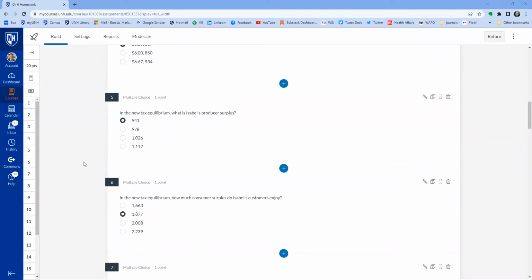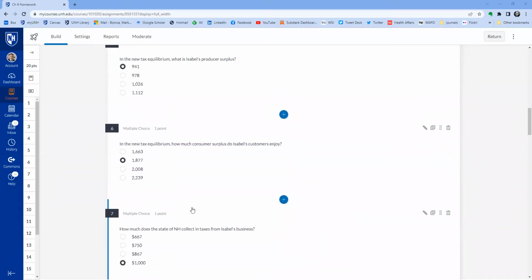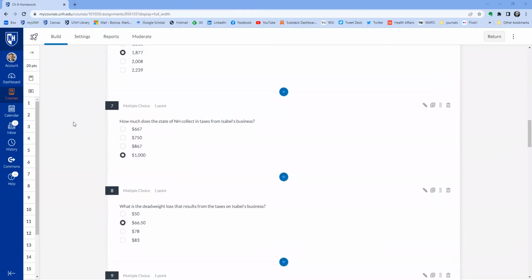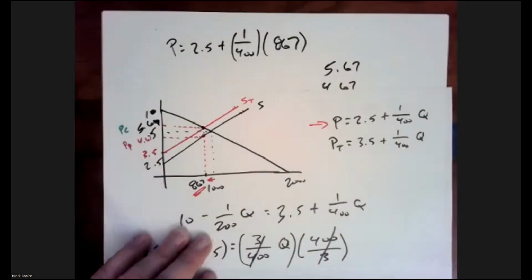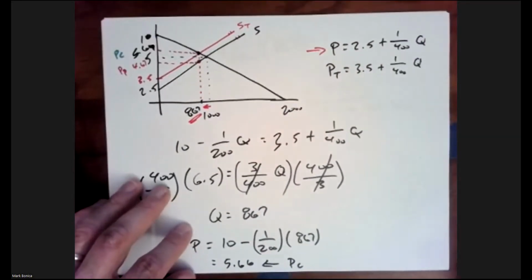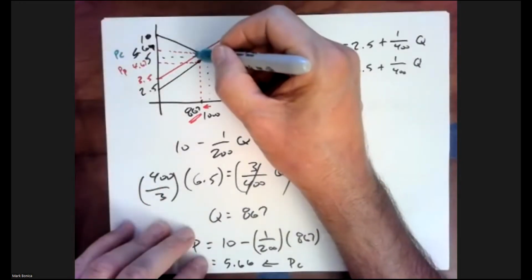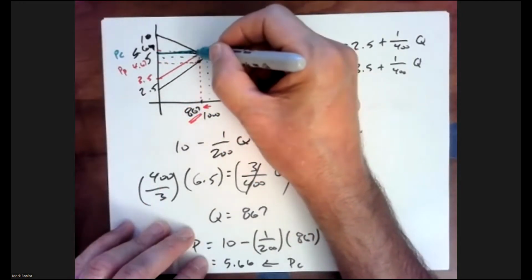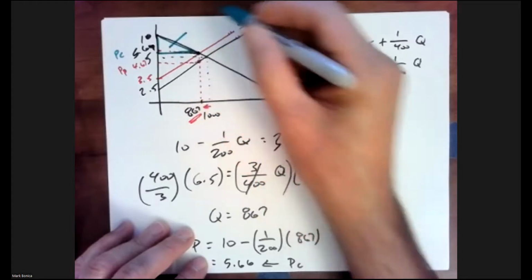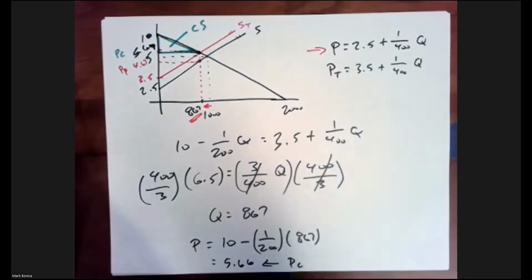All right. So then the new tax equilibrium. Then we want to figure out what her new producer surplus is and what her new consumer surplus is, and also how much taxes are collected and what is the deadweight loss. I think there's a mistake there. I'll fix that. All right. So let's start with consumer surplus. The new consumer surplus is going to be the triangle below the demand curve and above the price that the consumers pay. So that's going to be their consumer surplus.